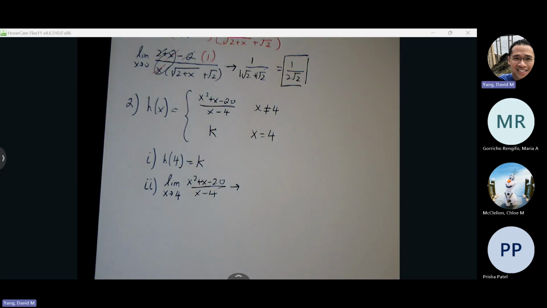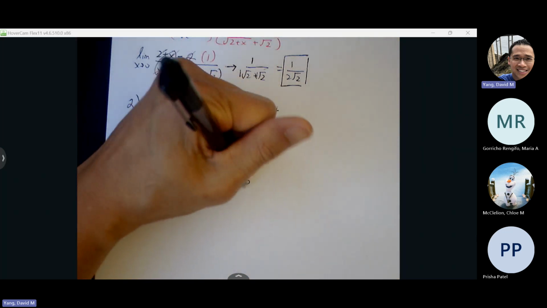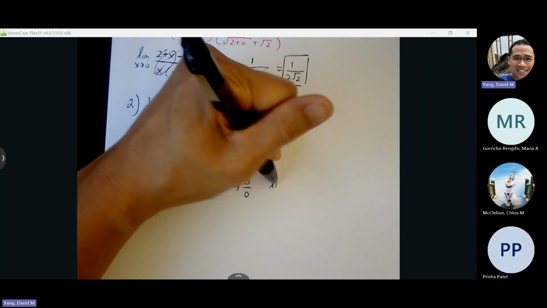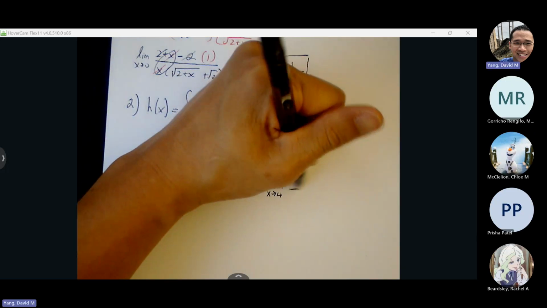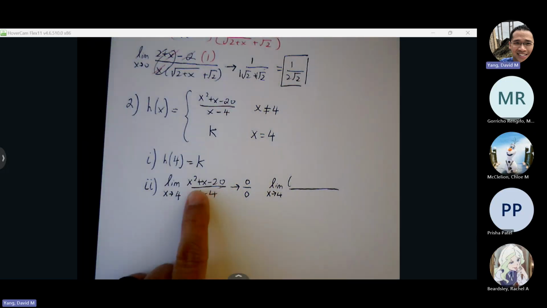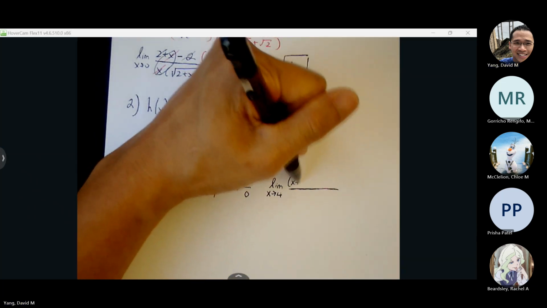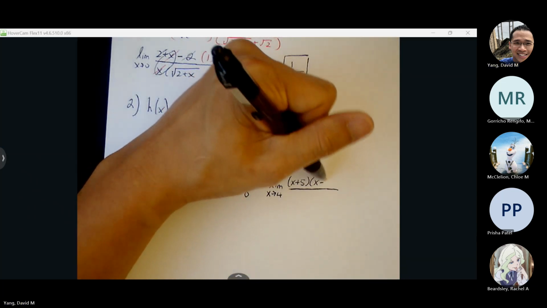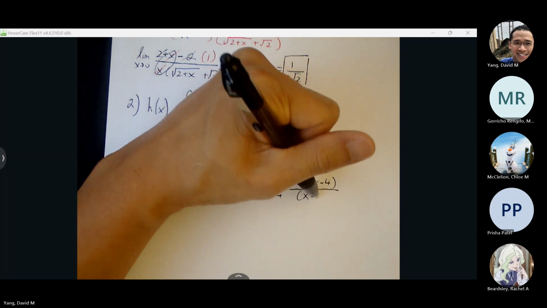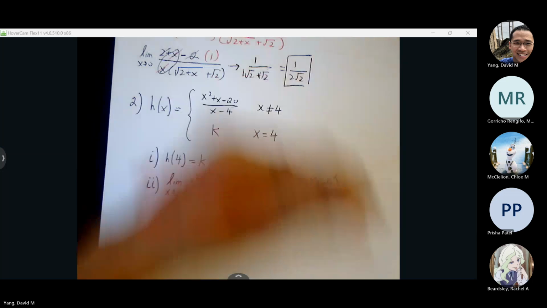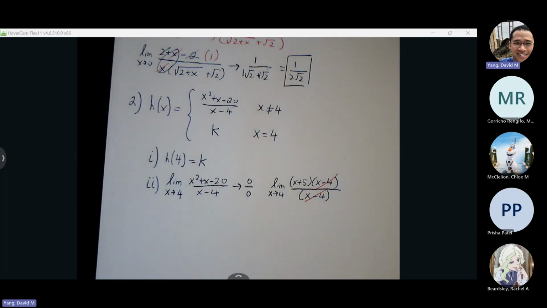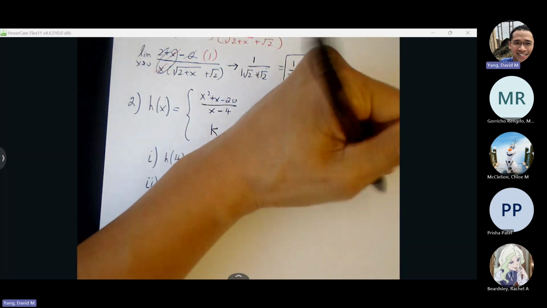Direct substitution, we do get 0 over 0. We're going to do the factoring problem here. Multiplies to be negative 20, adds to be 1. 5 and negative 4. Reevaluate. 4 plus 5 is 9.